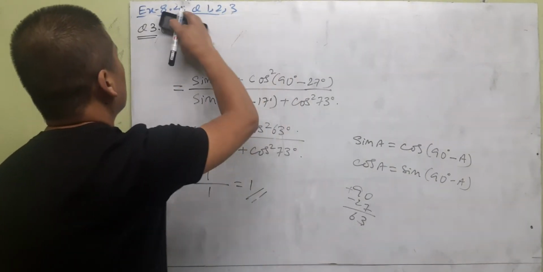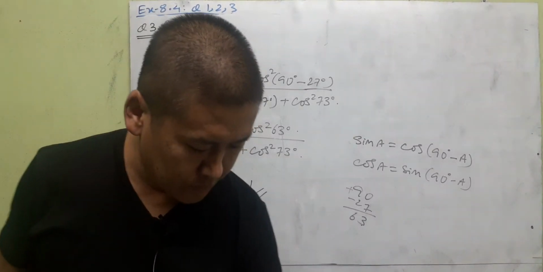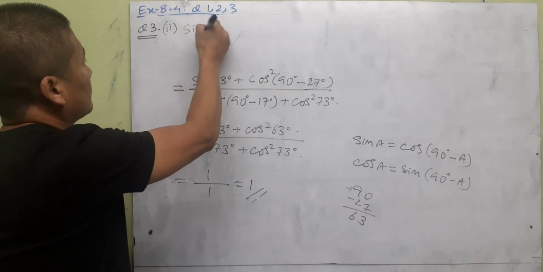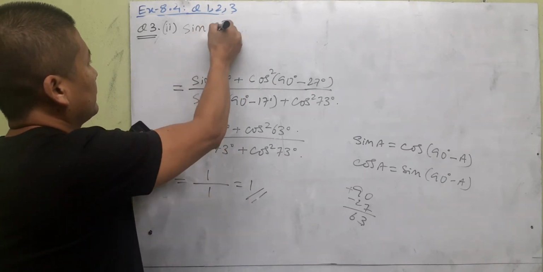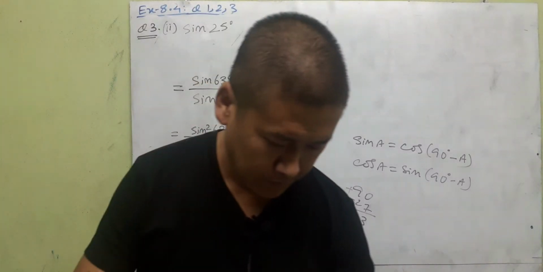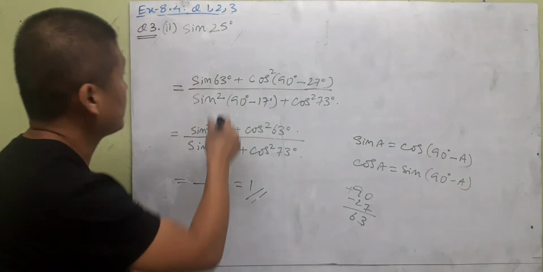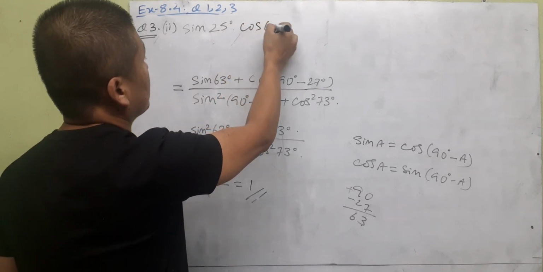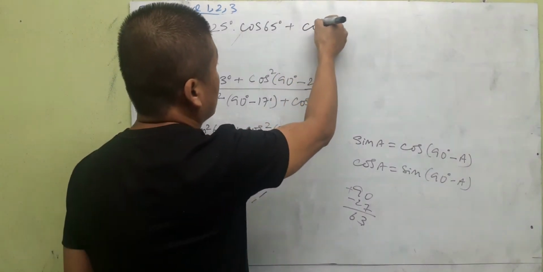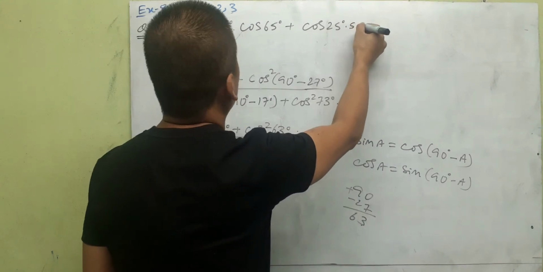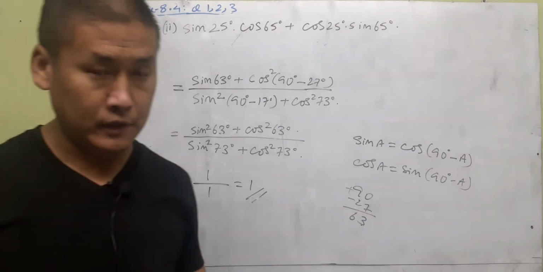Now let's go and do the second one. One more is there under subheading 3. So here, sine 25 degree into cos 65 degree plus cos 25 degree into sine 65 degree. This is given to us and we have to find the value of this.